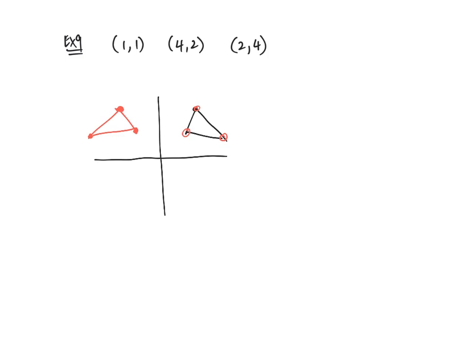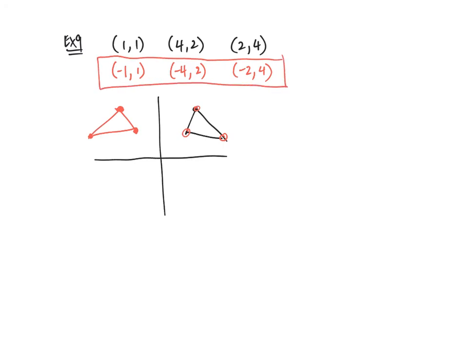So therefore, the new points, if we were to actually do it with the actual values, would have the opposite x-coordinate but the same y-coordinate for each point. So those would be the new vertices after the reflection. And that concludes this brief video.